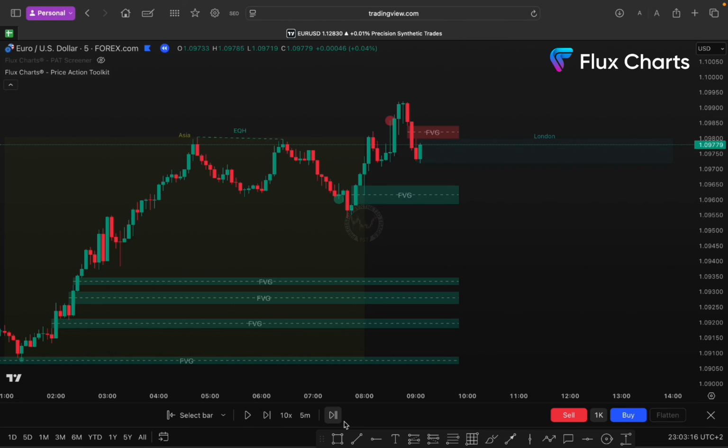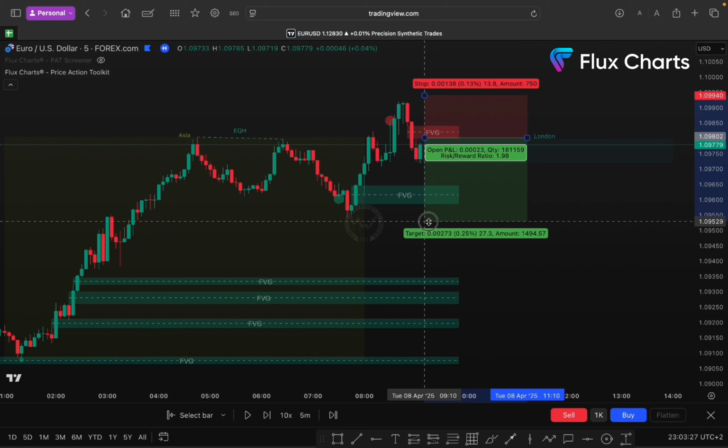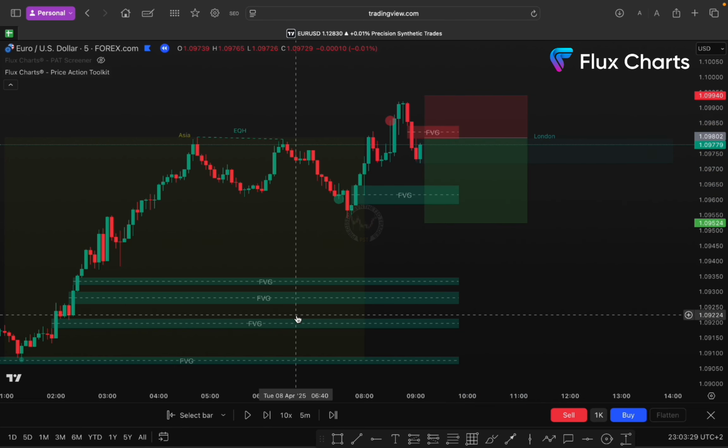There we go. Let's enter our position there. Stops above this high. And we target a 1 or 2 risk to reward trade. Let's see how it plays out.